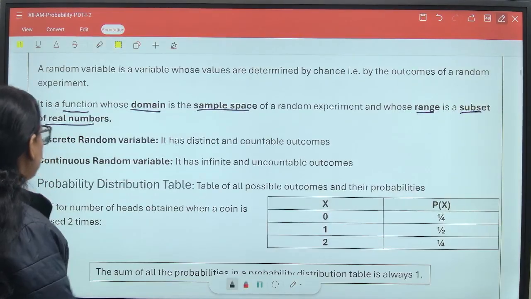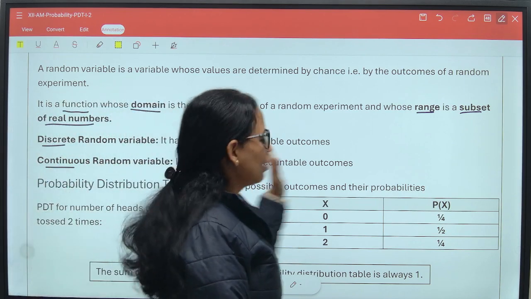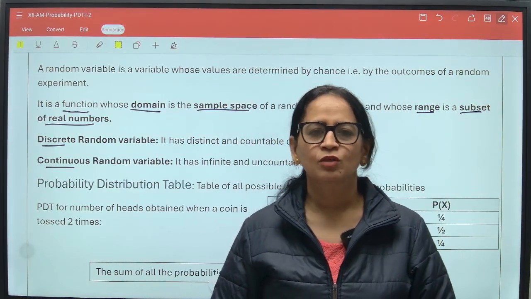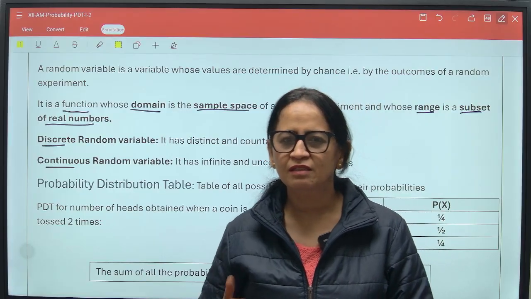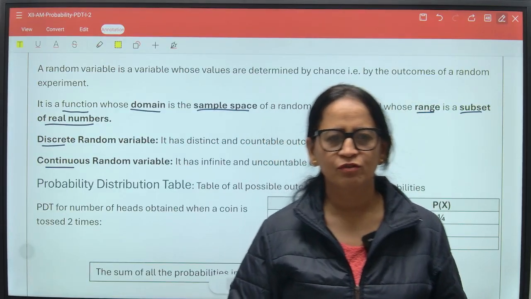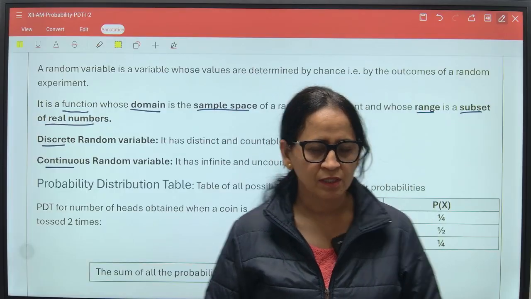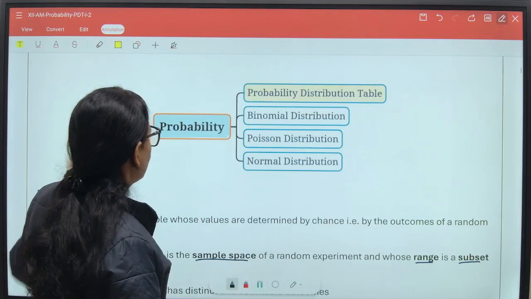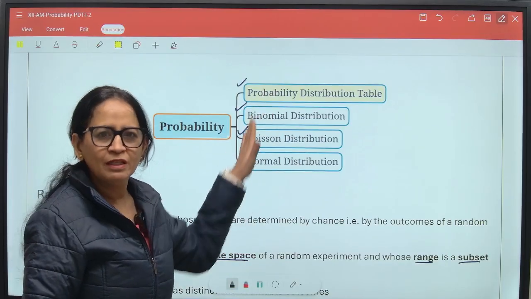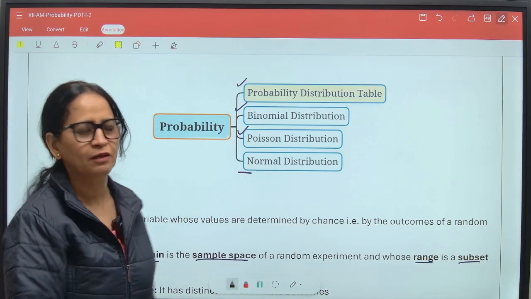There are 2 types of random variables, discrete and continuous. Now discrete random variables have countable outcomes. For example, I shared about rolling a dice or even tossing a coin. They have discrete countable outcomes. But when we talk of weight of students in a class or height of students in a class or scores in an examination, then these are continuous random variables. So for the first 3 subtopics, that is probability distribution table, binomial distribution and Poisson distribution, we'll be dealing with discrete random variables, and for normal distribution we have continuous random variables.